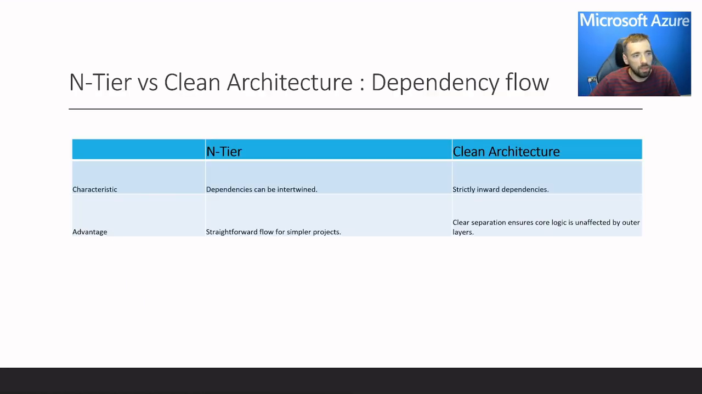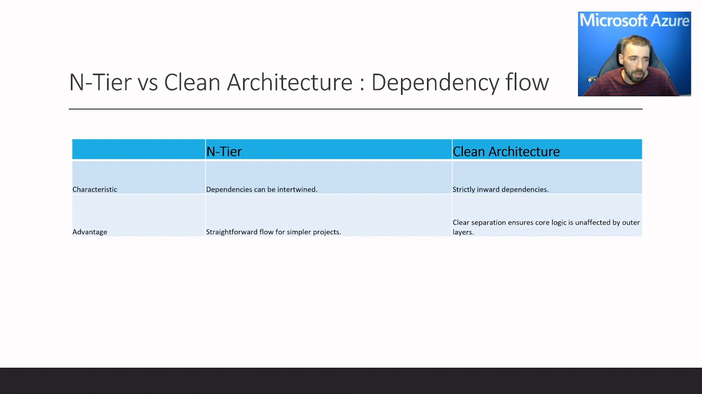So now to do a bit of a side-by-side comparison of N-tier and clean architecture. In each of the following slides, we've got a different area, and we're going to look at the characteristic of the N-tier and the clean architecture, and then kind of look at the advantages or disadvantages of each. So we have dependency flow. As I mentioned, in a clean architecture, those dependencies strictly flow inwards. Whereas with N-tier, the dependencies are intertwined.